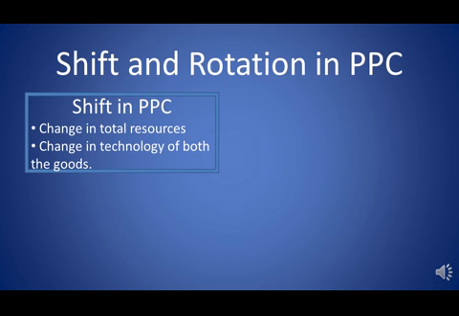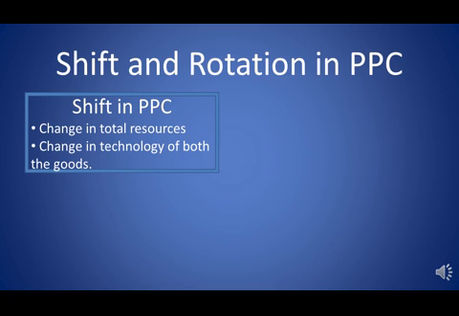A question may also be asked regarding the shift or rotation in PPC. In this slide, we will learn about shift in PPC. If there is shift in PPC, it can be caused because of one of the two reasons. Either it is because of change in total resources, or it is change in technology of both the goods which we have decided to produce. Now, change in total resources means if the amount of resources in an economy increases, then PPC will shift rightwards.